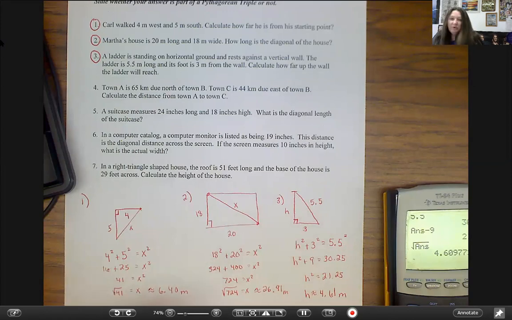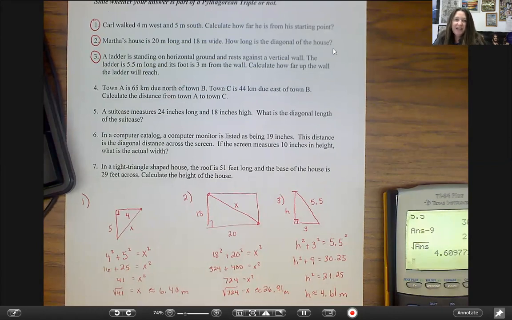All right, you will have some problems to practice the Pythagorean theorem, especially working with these applications to make sure you can work them out correctly. Good luck with this assignment.